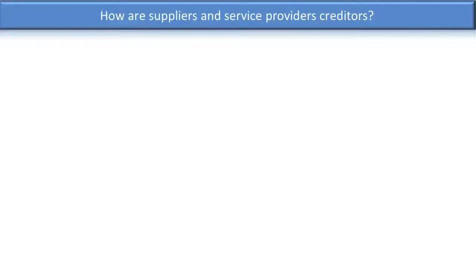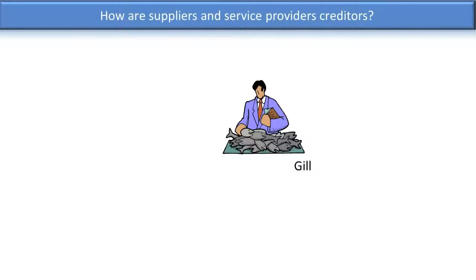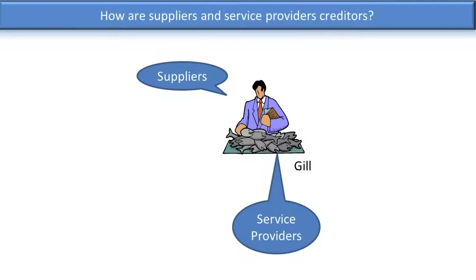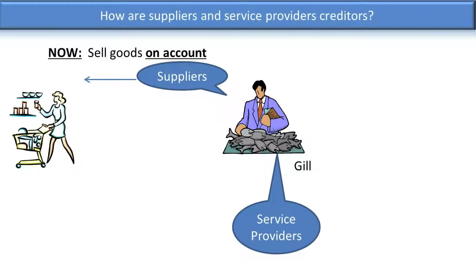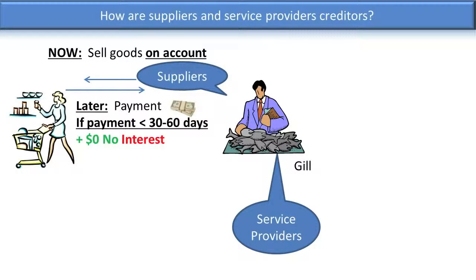How are suppliers and service providers creditors? Gil will represent suppliers and service providers. Gil provides goods and services to customers on account. By selling to customers on account, he first provides his customers goods or services and then waits to be paid later. As long as Gil's customers pay him for the goods and services within a reasonably short period of time, usually within 30 to 60 days, Gil will not charge them any interest.